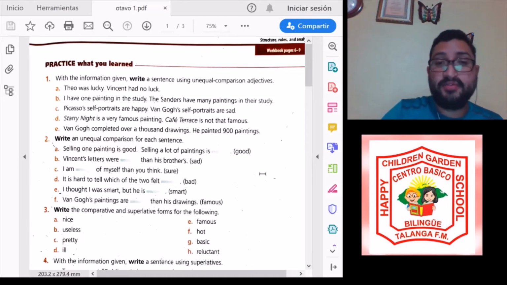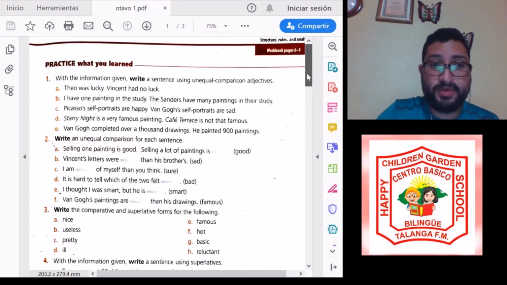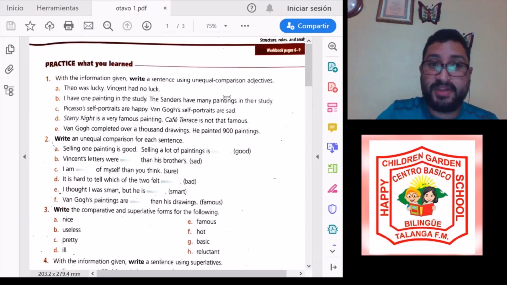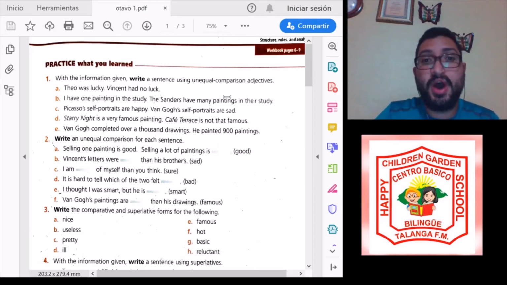Okay guys, now for the work you're going to be doing. We're going to be working on page 23 of your book. This is this page right here. In this page, the first exercise will be, with the information given, where you write a sentence using unequal comparison adjectives. That means you're going to say, for example, that Theo was not as lucky as Vincent. So this is the first example, and you have to complete the rest.